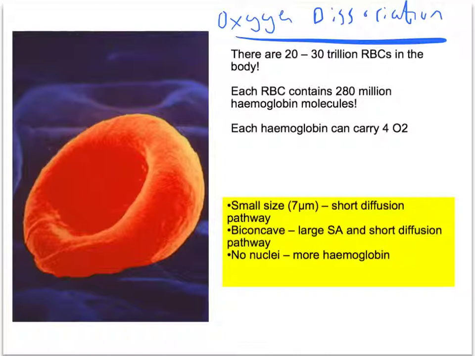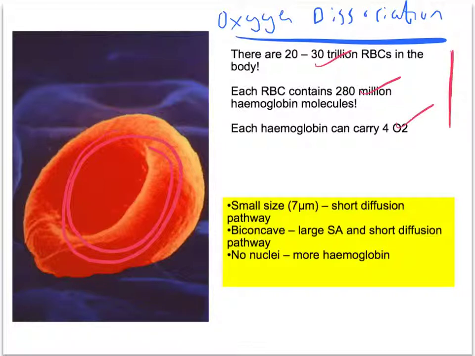Just thought it would be worth making a couple of points about red blood cells. After all, it's in these structures here that the hemoglobin is found. As it says, there's around 20 to 30 trillion red blood cells in the human body, and each red blood cell contains around 280 million hemoglobin molecules, and each hemoglobin can carry up to 4 oxygen molecules. So you can see the ability to carry oxygen around the body is immense.